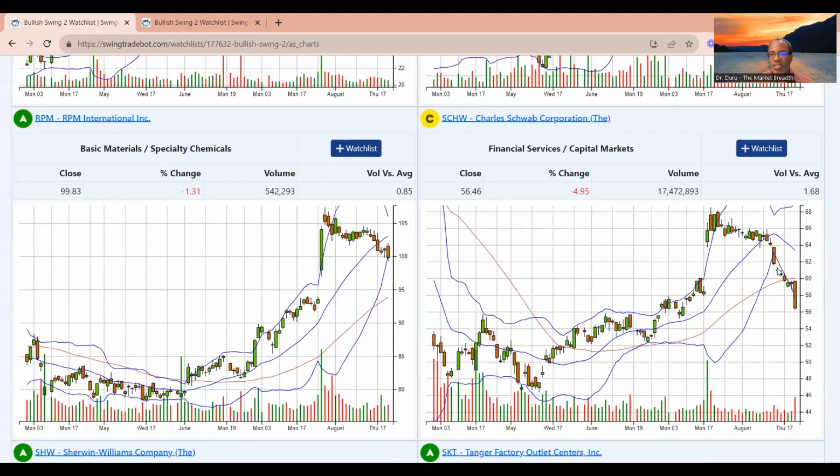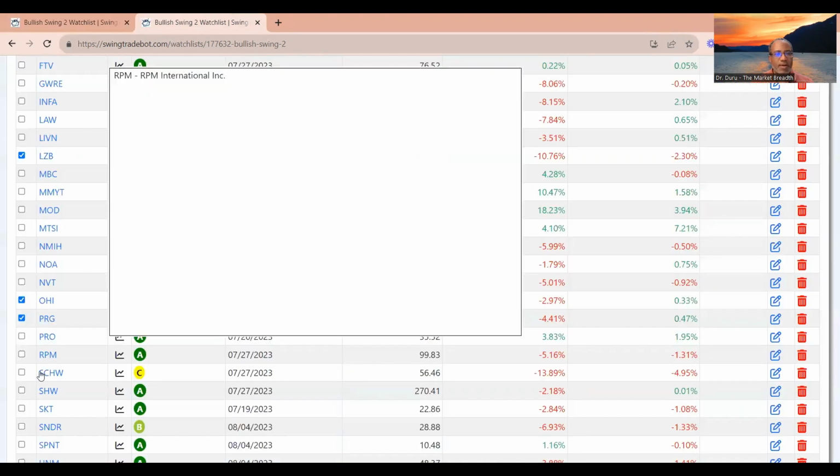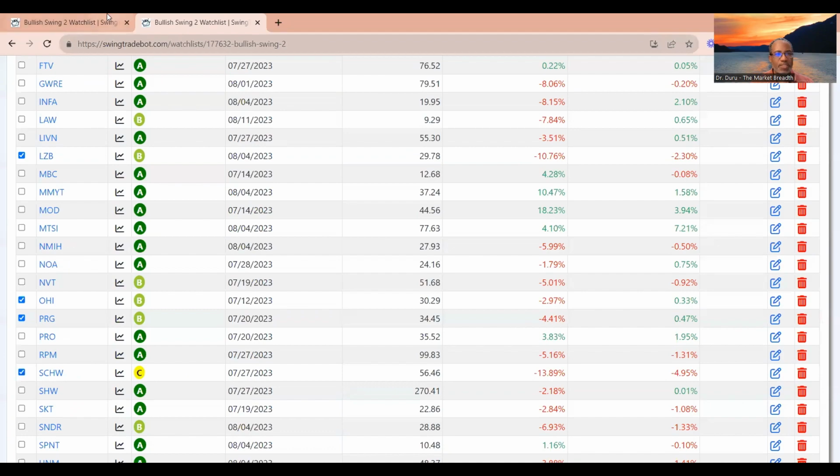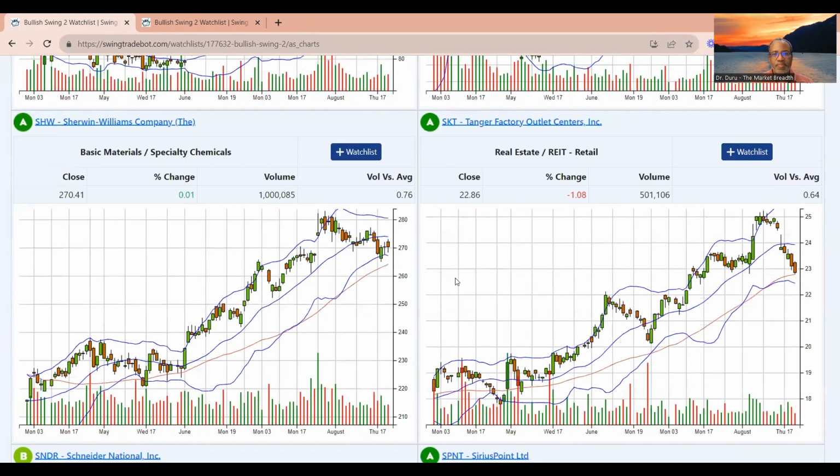It was on my list because it looked like it might hold the 50-day moving average, but this big drop, I think it was about, yeah, there we go, a 4.95% drop. This is bearish. It's off my list. I was again hopeful for Schwab, but it's not making the cut.